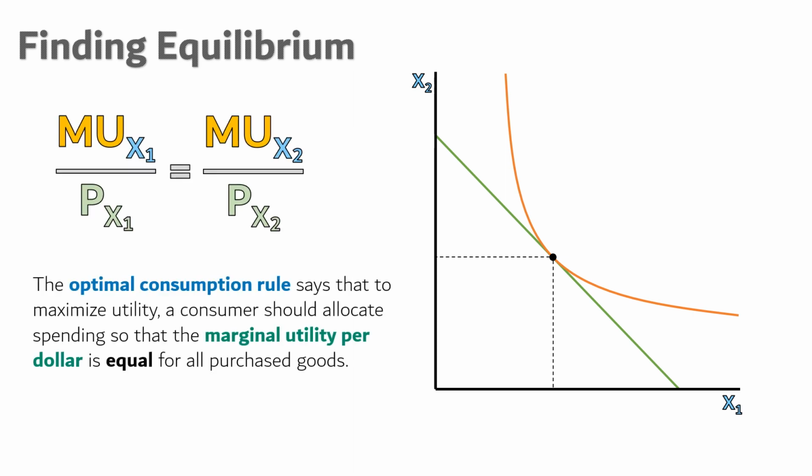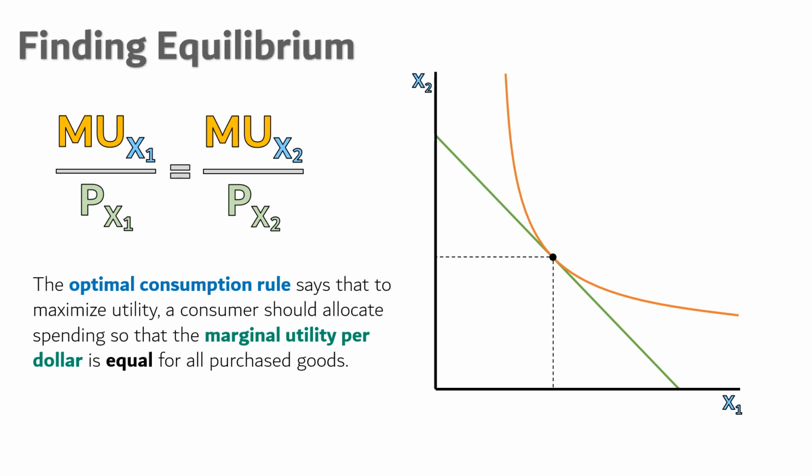The marginal utility from X1 divided by its price will be equal to the marginal utility from X2 divided by its price. This is what we call the optimal consumption rule, which says that to maximize utility, a consumer should allocate spending so that the marginal utility per dollar is equal for all purchased goods.